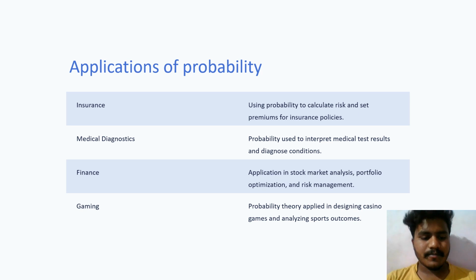Applications of probability. In insurance, probability is used to calculate risk and premiums. Financial applications include stock market analysis and risk management. Probability theory is also applied in game design and gaming.